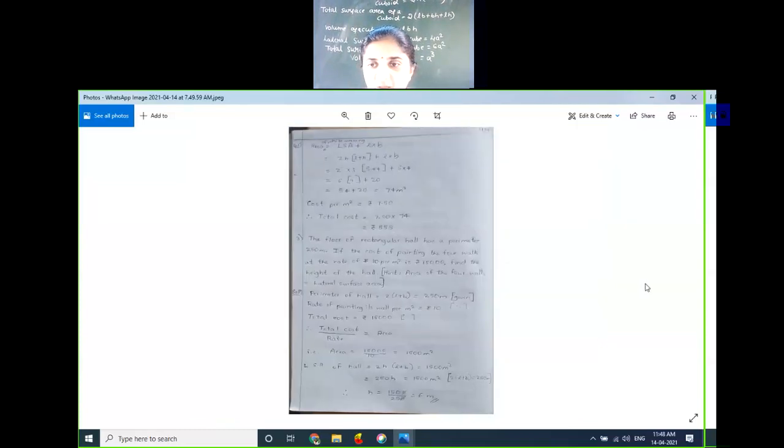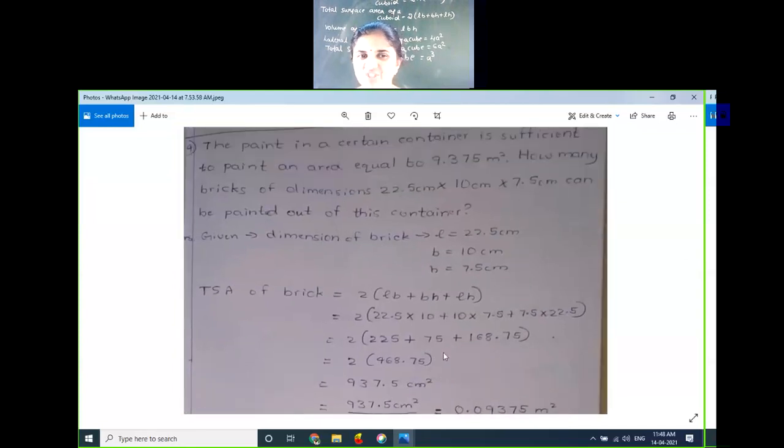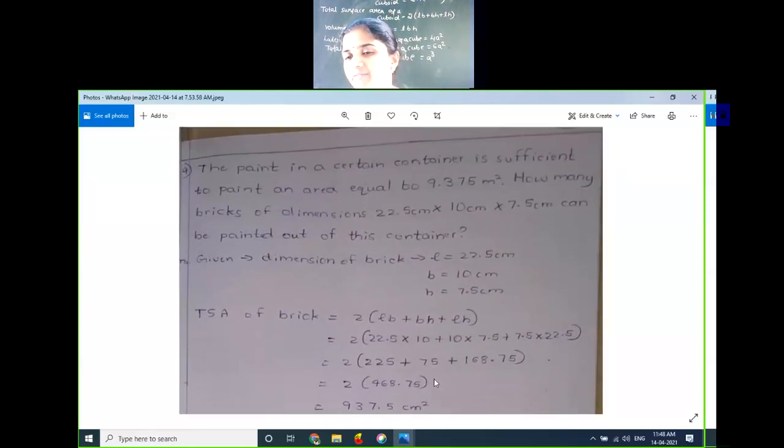Yes. Now we'll move on to the next problem. Most of the students have already completed this exercise. Just check whether you have got the same answer or not. This is just the explanation part of the homework. Now, the fourth question is like this. The paint, one second.